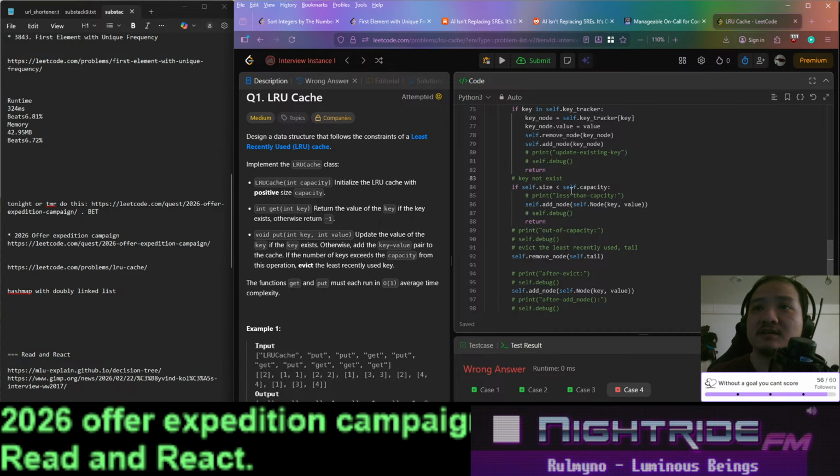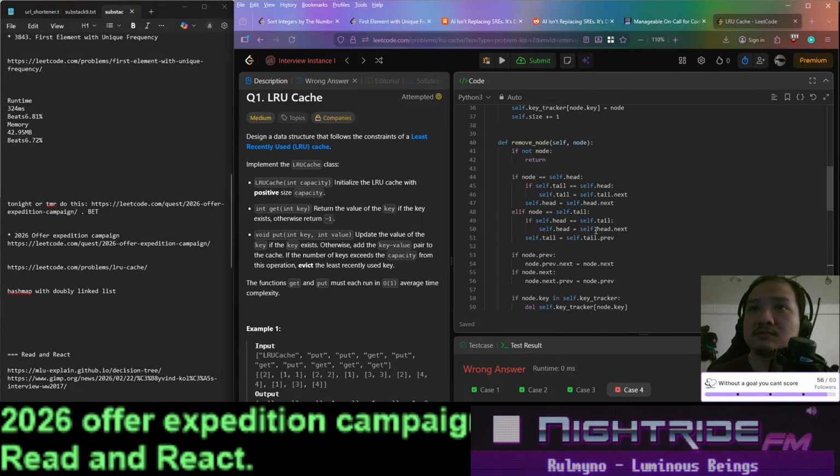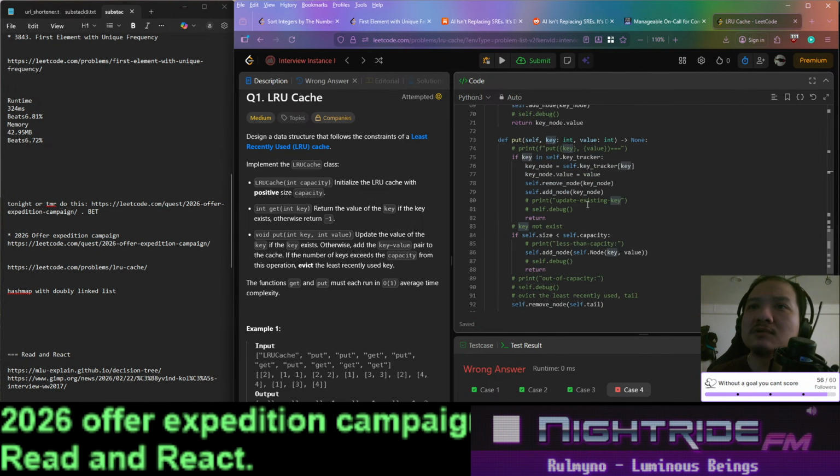And if it is less than capacity, then we add the new node to the front. So point link the bottom, and then point the head to the new one here. Track the node to the node key, right? I'm seeing things wrong here.